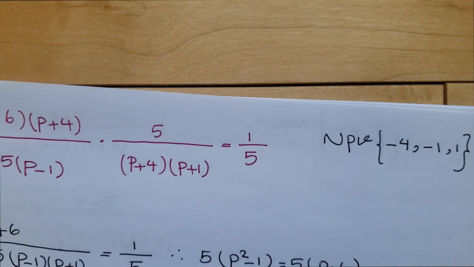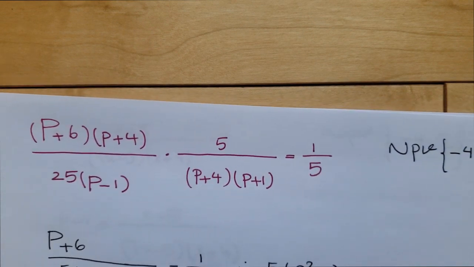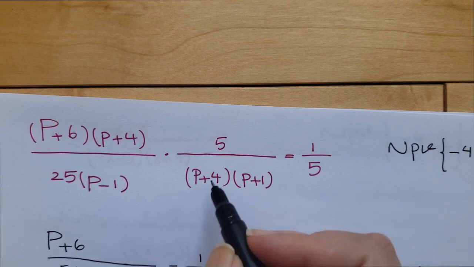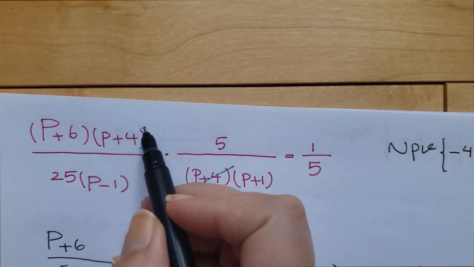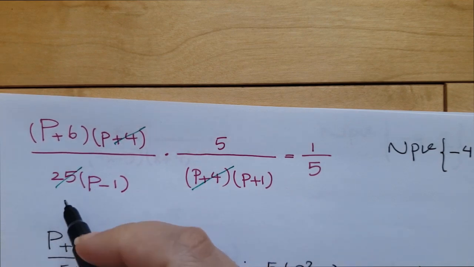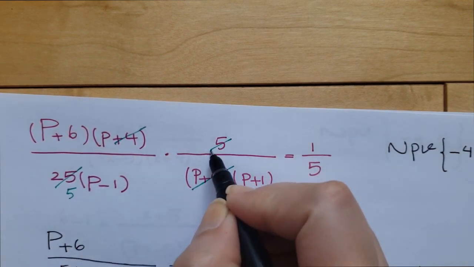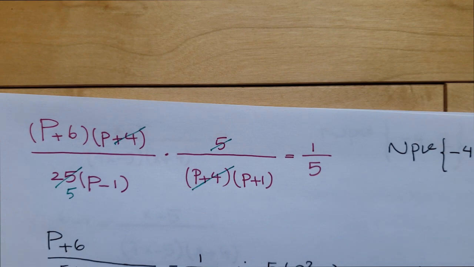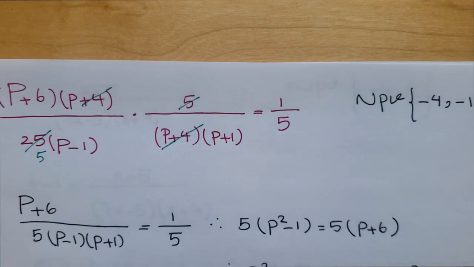So let's start this equation by simplifying. Okay, so here what I'll do, I can simplify this with this. Okay, and let's see here, is there anything else I can simplify? I can simplify 25 with this 5. What else? I think that's it. So the next step would be cross multiplication. This is how I do the cross multiplication.